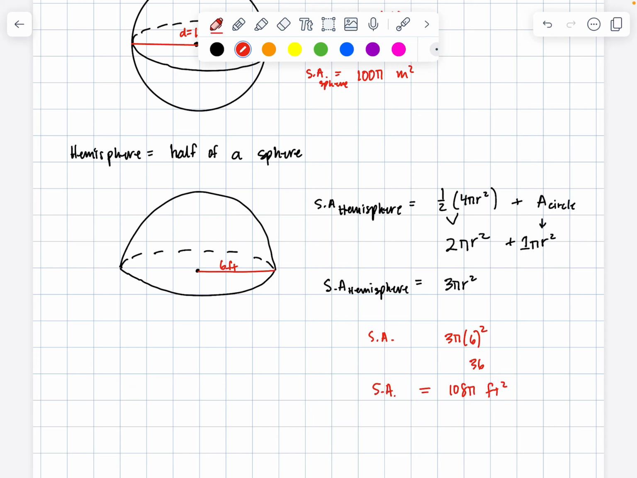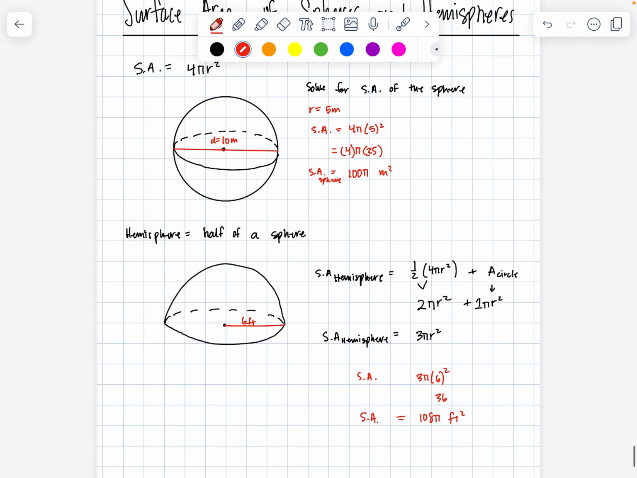All right. So there we have it. Spheres and hemispheres for surface area done.